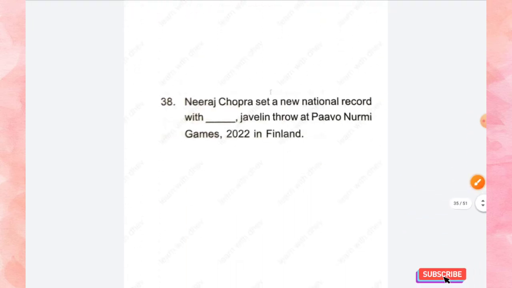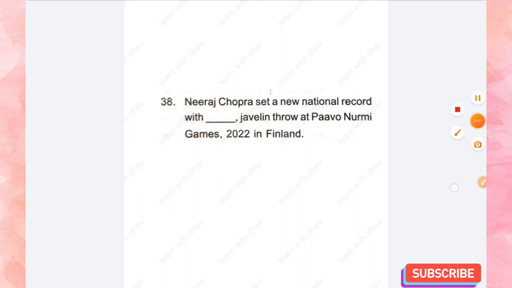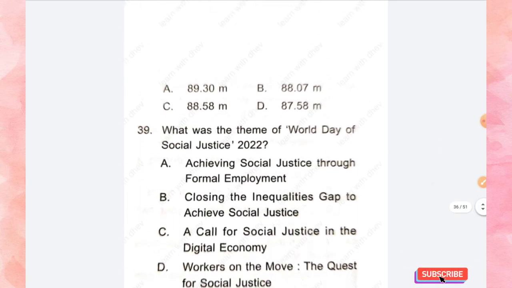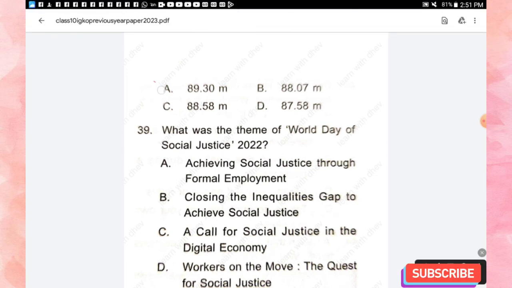Question number 38. Neeraj Chopra set a new national record with a javelin throw at Paavo Nurmi Games 2022 in Finland. Option A, 89.30 meter. Option B, 88.07 meter. Option C is 88.58 meter. And option D is 87.58 meter. The right answer is option A, 89.30.